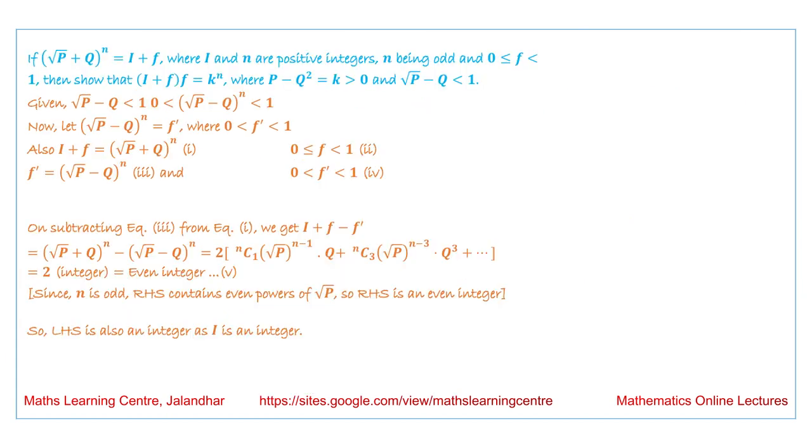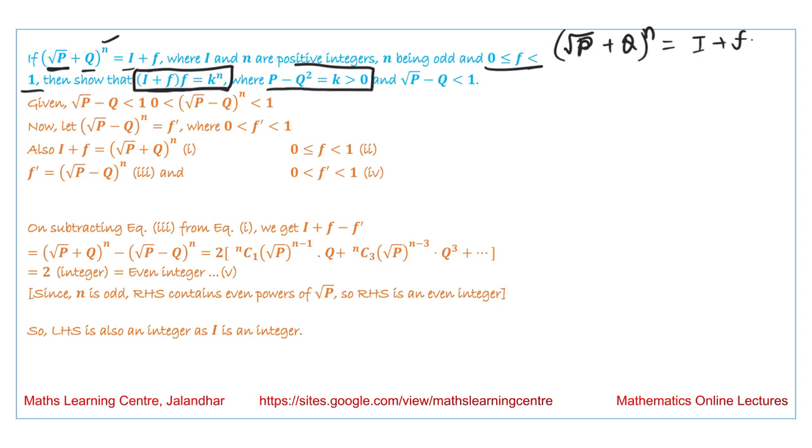So a more general result in this regard: if we are talking about this number, square root p plus q raised to the power n, we are writing it as I plus f, where the value of f lies between 0 and 1. We have to show that (I plus f) into f is equal to k raised to the power n, where p minus q square is equal to k, which is greater than 0, and square root of p minus q is less than 1.